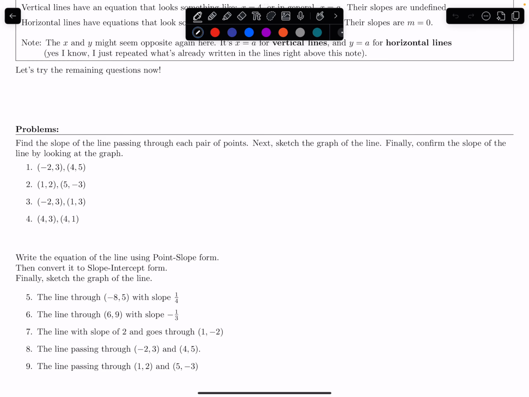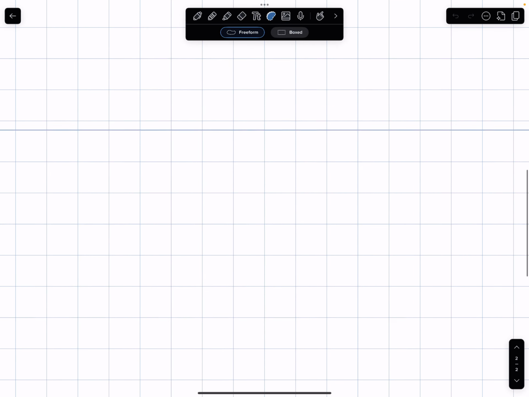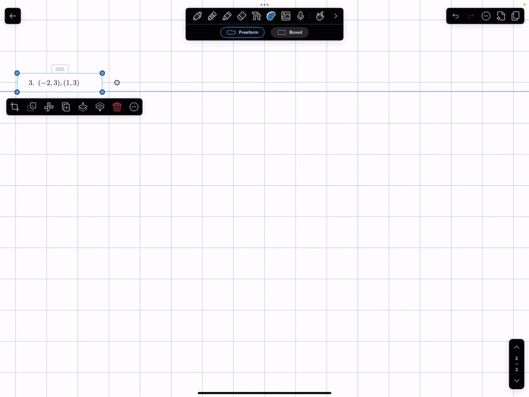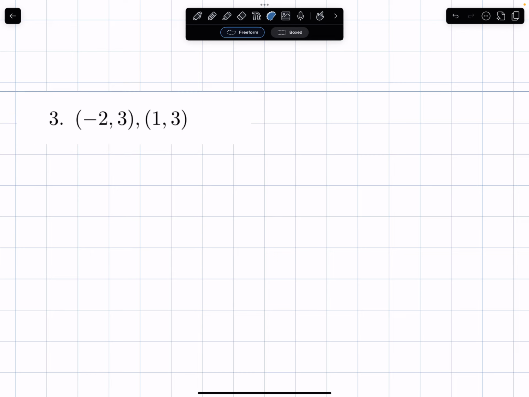Next question, number 3. Okay, here we go. Number 3, what color shall we use this time? How about this green and blue? So same thing, x1, y1, x2, y2. My slope is going to be... I skipped the first step, let me just write it down. y2 minus y1 over x2 minus x1.